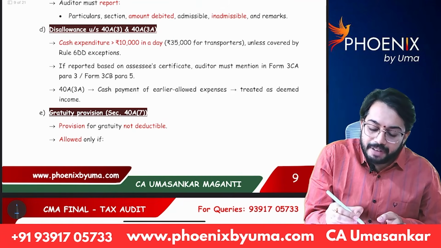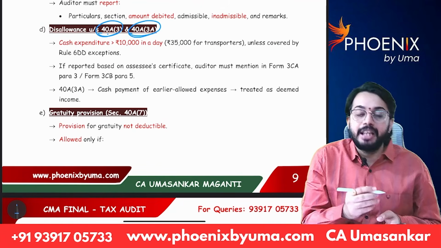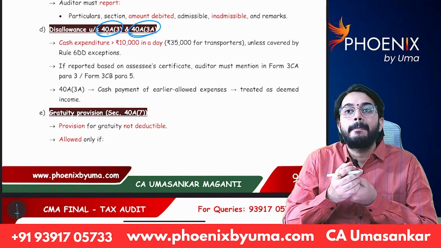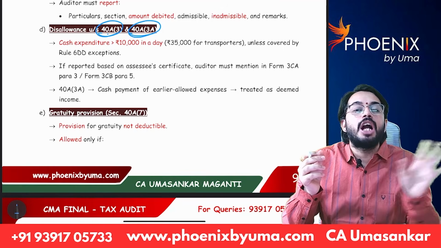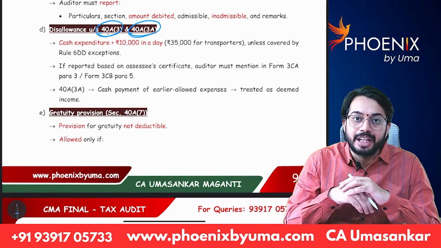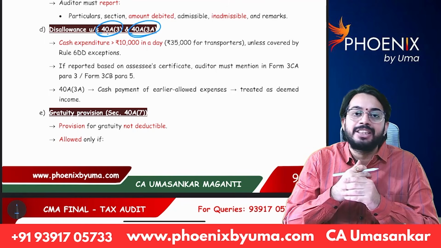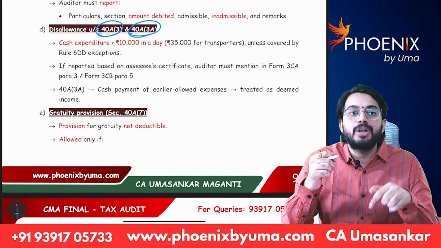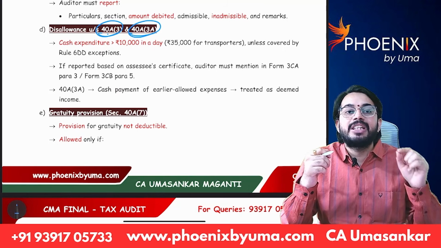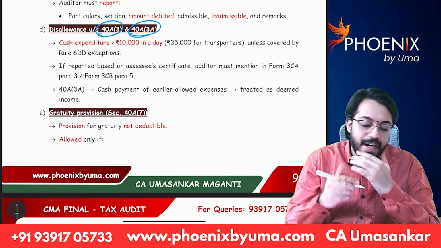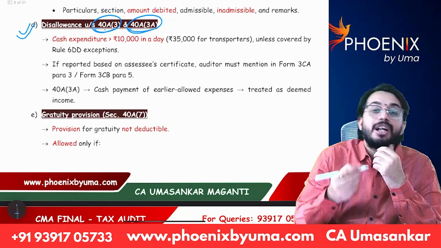Next, disallowance under section 40A3, 40A3A. You all know, per person per day, you should not make cash payment of more than 10,000. If you have made cash payment of more than 10,000, that is not allowed as deduction. So auditor has to report what are the transactions for which more than 10,000 cash payment is made. That is required to be disclosed in clause D.